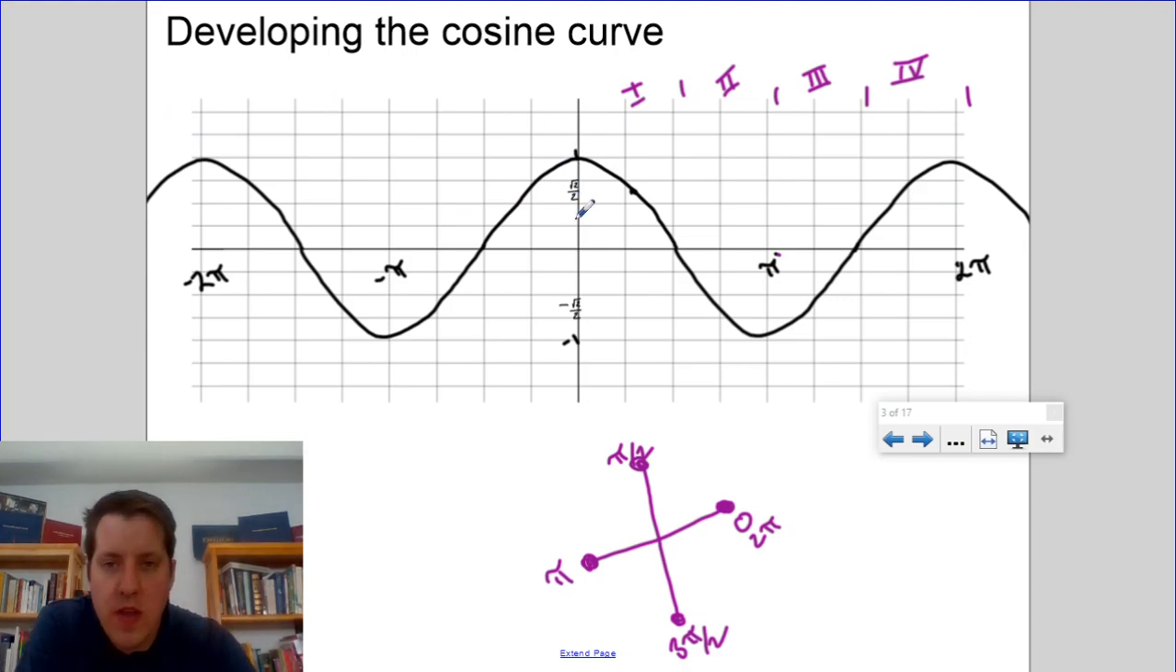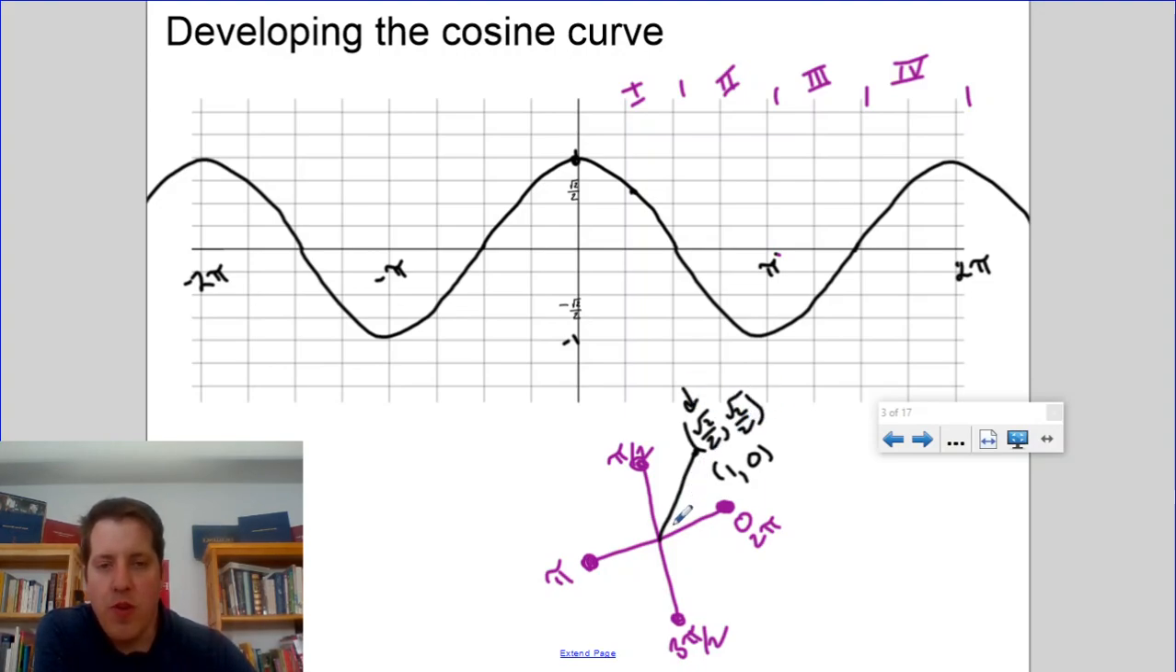All right, so here is the cosine curve. You will notice it starts at 1. Now the reason it starts at 1 is because at 0 radians, the x-coordinate is 1. The thing that the cosine talks about is how far to the right or to the left of the origin is your given point at that angle. So, if I pick pi over 4, root 2 over 2, comma root 2 over 2, that x-coordinate represents the cosine of the angle.